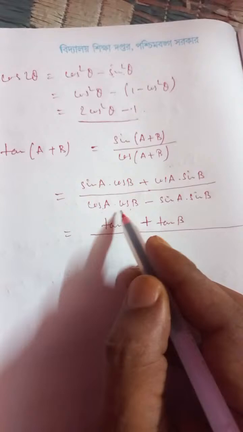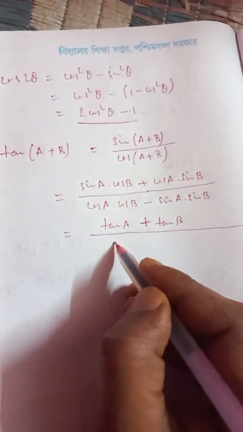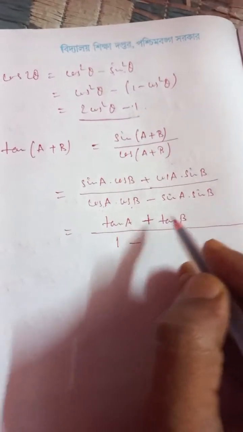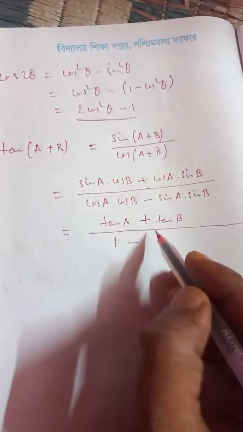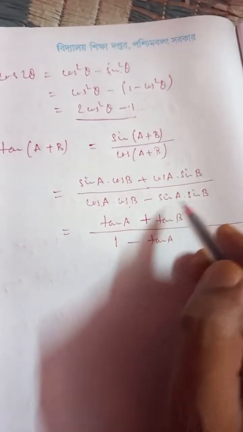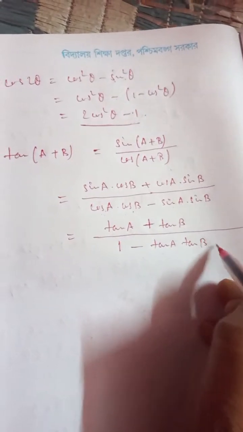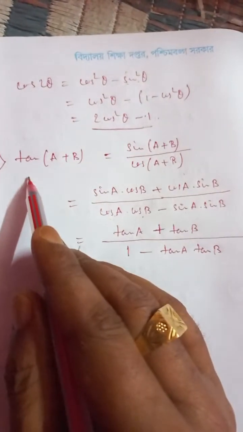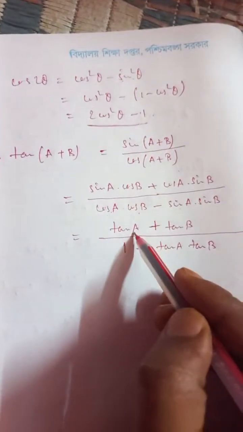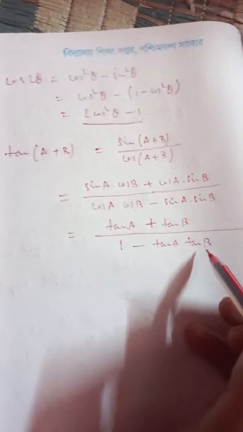Here cos a and cos a cancel each other, cos b cancels, so we will get 1. And here sin a by cos a will be tan a, and sin b by cos b will be tan b. So this is the formula of tan(a plus b): tan a plus tan b by 1 minus tan a tan b.